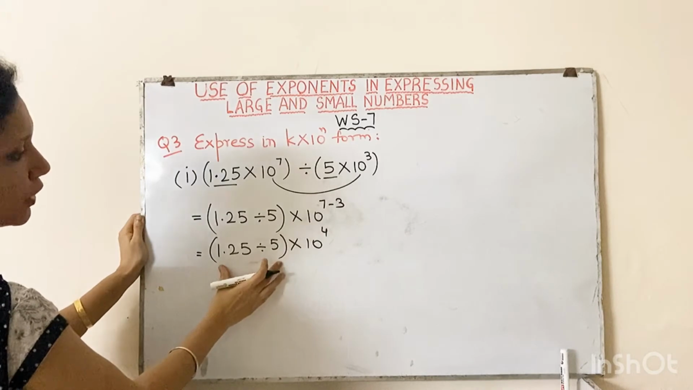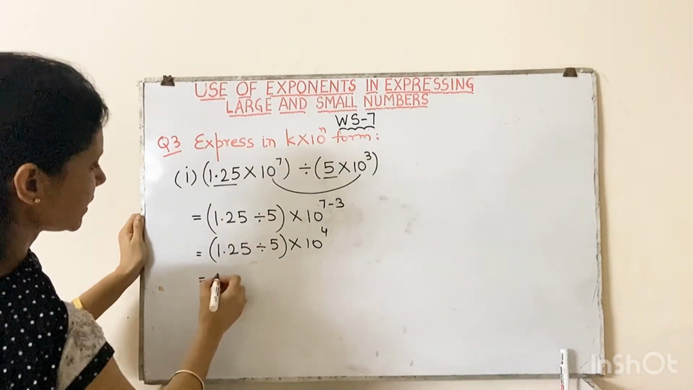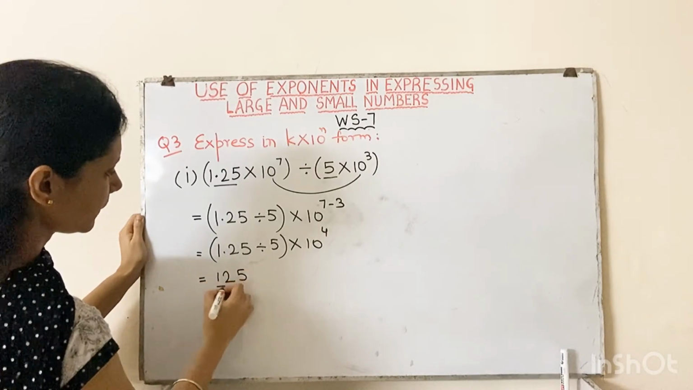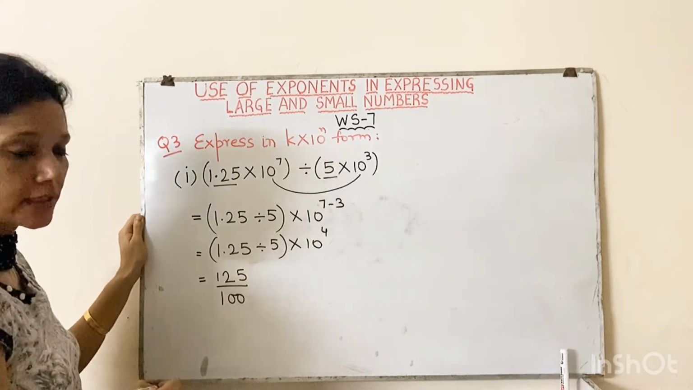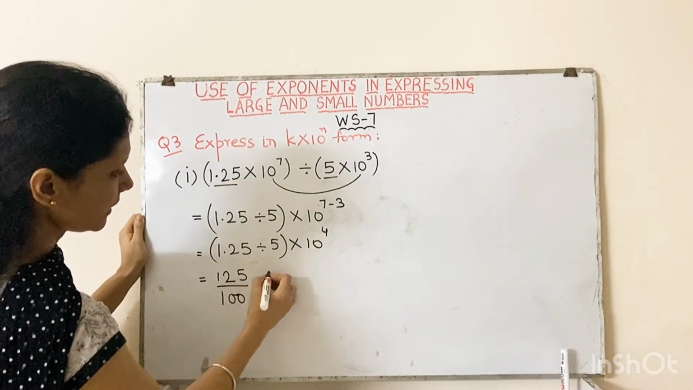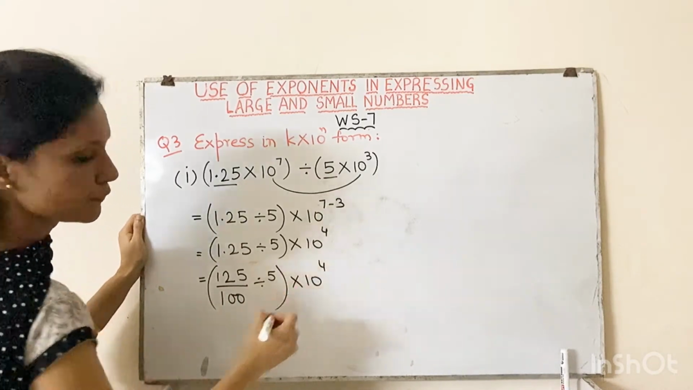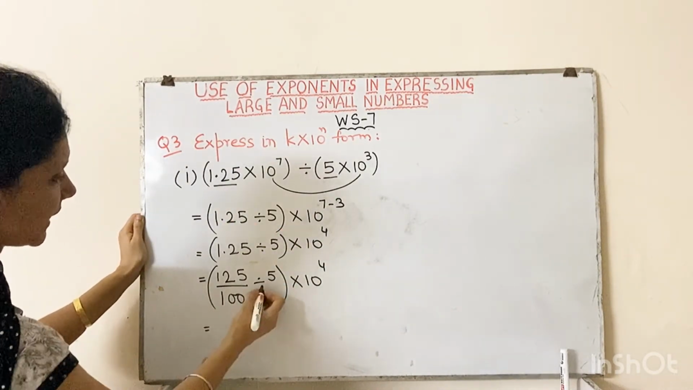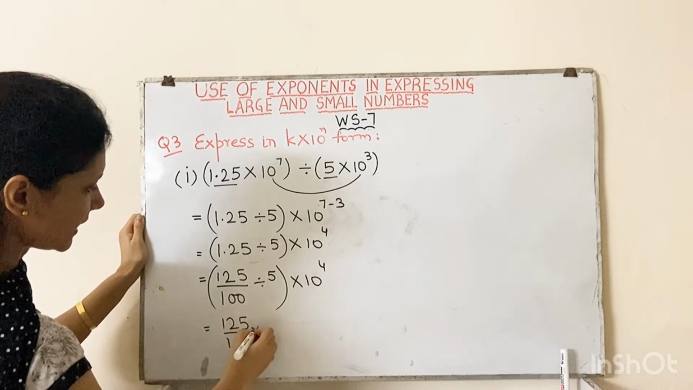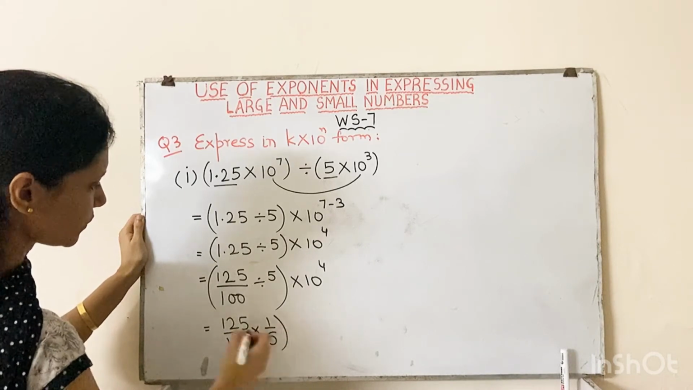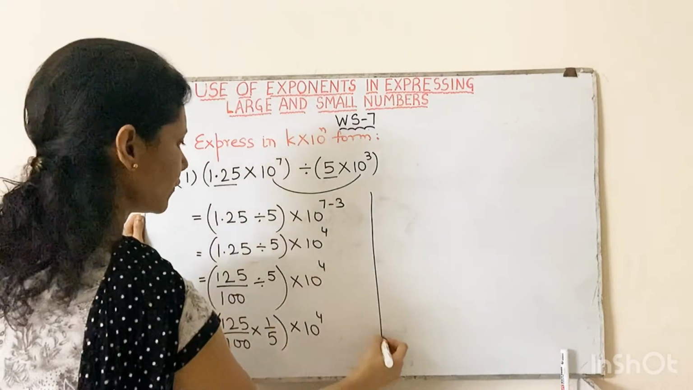Now let's solve this part. See, there is a decimal in the question, so let's remove the decimal. Since the decimal is before 2 digits, I would get 2 zeros in the denominator, divided by 5 and multiplied by 10 raised to the power 4 on the outside. Now divide changes into multiply, and we take the reciprocal of 5, that is 1 upon 5, multiplied by 10 raised to the power 4.